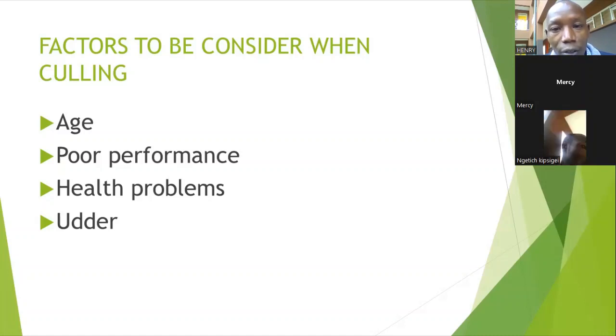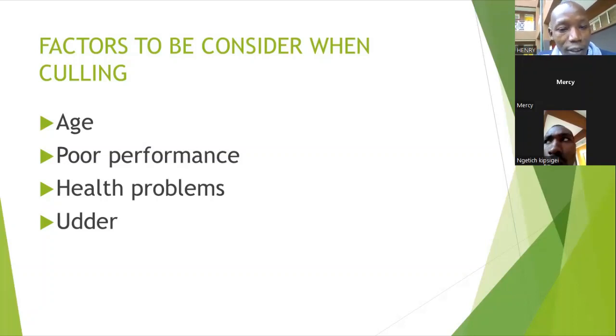Thank you, Joy. Mercy, another one. Yes, we have poor performance. When the production is reducing steadily, you can consider culling the animal. Yes, that is it. Gerald, can you give us another factor to consider?